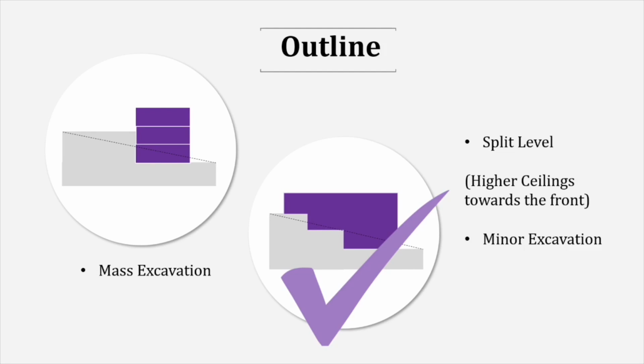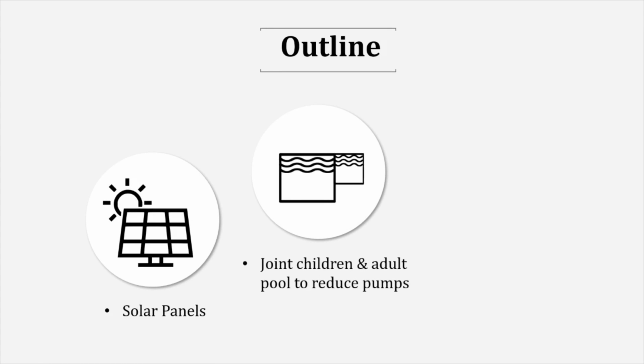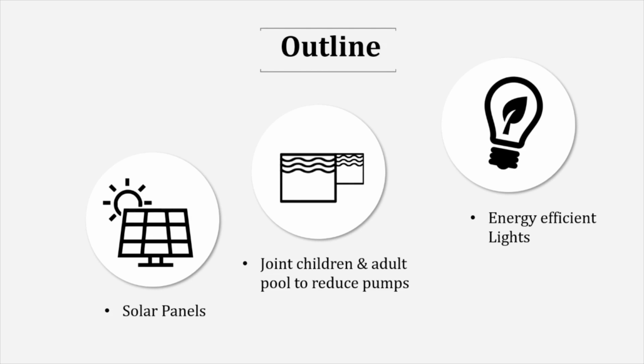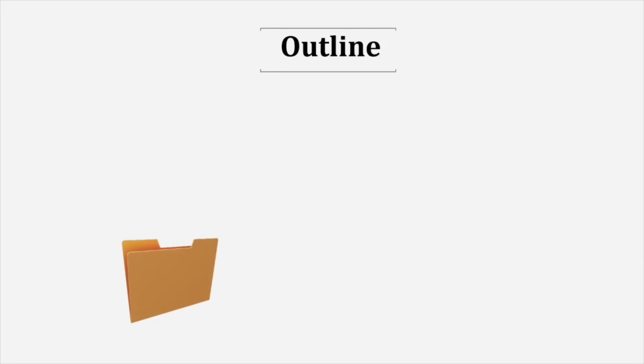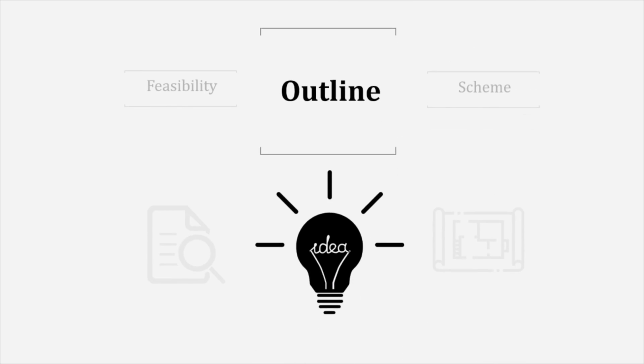Other ideas to make it more environmentally friendly include solar panels, a joint children and adult pool to reduce pumps, and using energy efficient bulbs throughout the house. Finally, the design assessment is passed and we can proceed to the next stage.